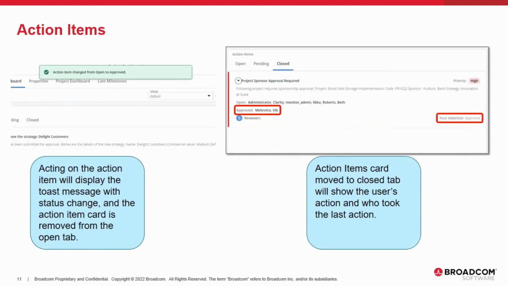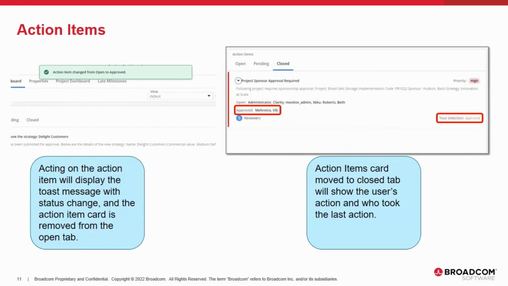The end user can click on any one of these actions to be taken against the action item, and when they do so, a toast message will appear on top indicating what has happened to that specific action. Then that action is either moved to the Closed tab or to the Pending tab, depending on what needs to be done or what should be the next step for that specific action item.